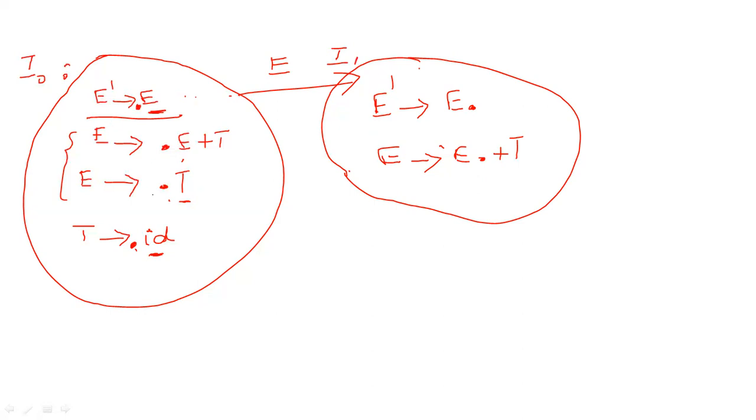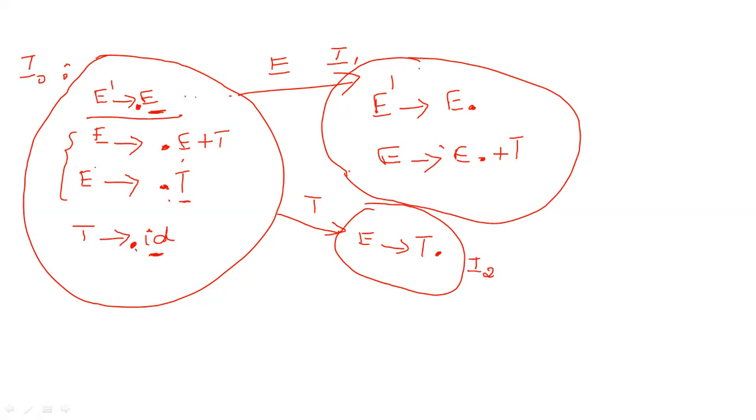See the next production, where after the dot is capital T. If I give T as input, what will happen? E implies T dot. After the dot there is no symbol, so leave it as it is. This is a newly created set of items. Let it be I2.